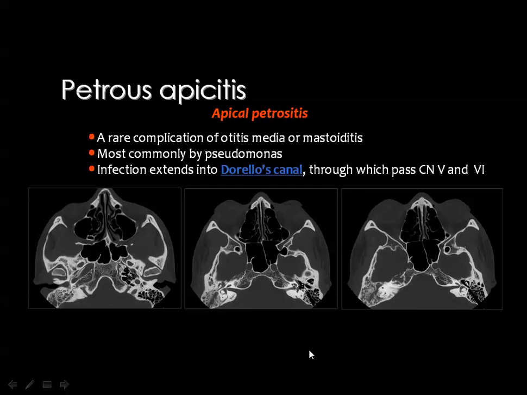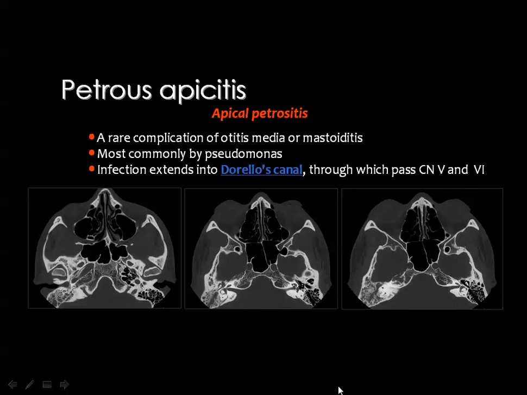Then this is a lesion which affects the apex of the petrous bone and is considered a rare complication of otitis media and mastoiditis. This lesion is also caused by Pseudomonas, and this infection extends through the Dorello's canal, and this canal contains cranial nerve number 5 and number 6. Then you may get some nerve palsies along the distribution of both nerves.